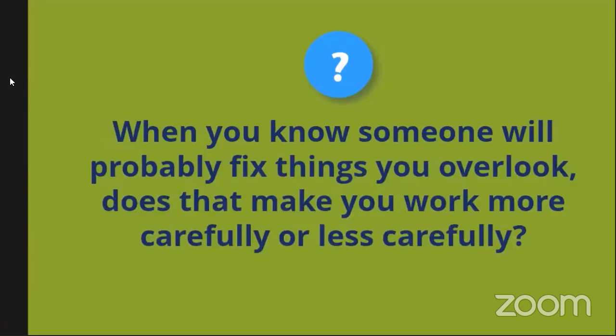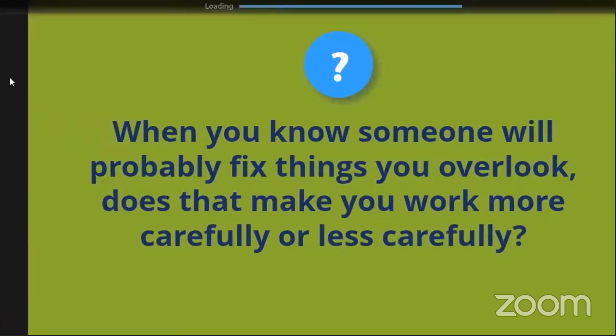When you know someone will probably fix things you overlook. That is, if I don't do something too carefully, but somebody's there to fix it, does that make you work more carefully or less carefully? Generally, it makes us work less carefully. If we make a mistake and I know that it's going to be caught by someone else, then who cares?